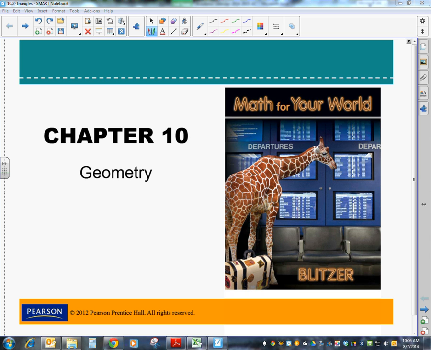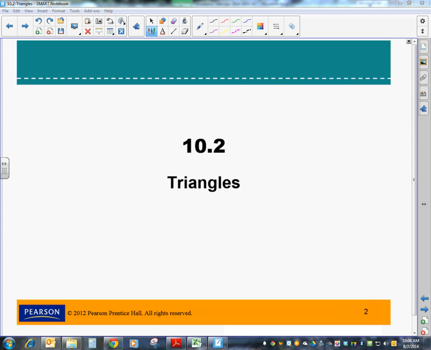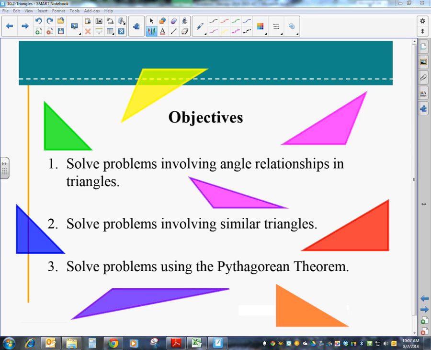Today we get to talk about section 10.2, which is triangles, and we are going to solve problems involving angle relationships in triangles. We're going to solve problems involving similar triangles and those dealing with the Pythagorean theorem.